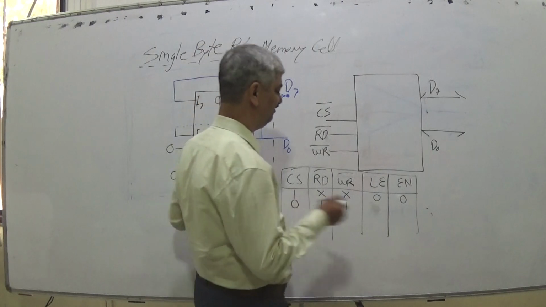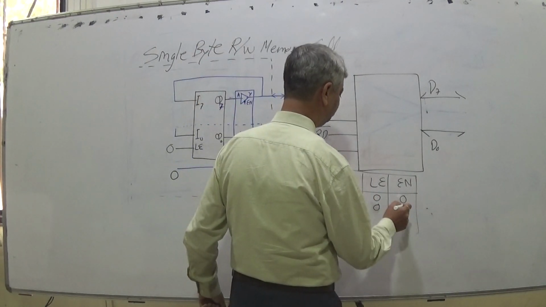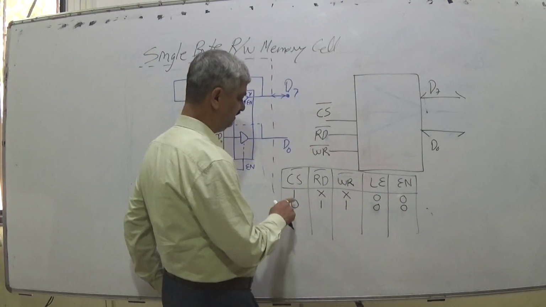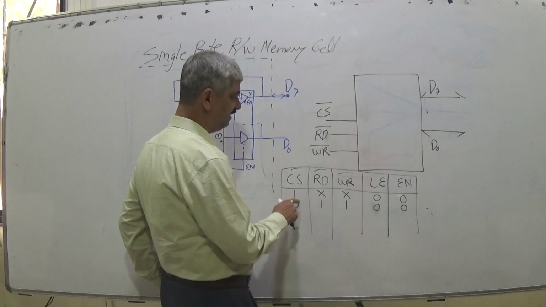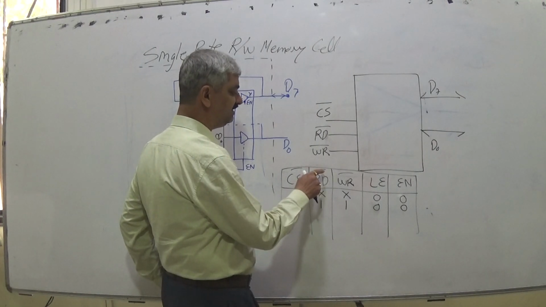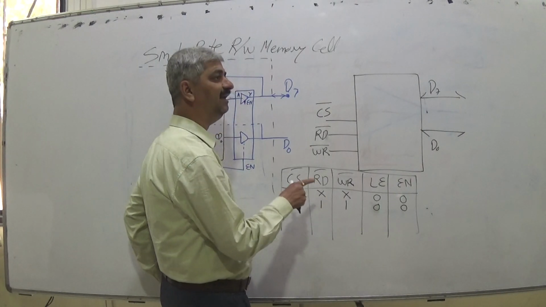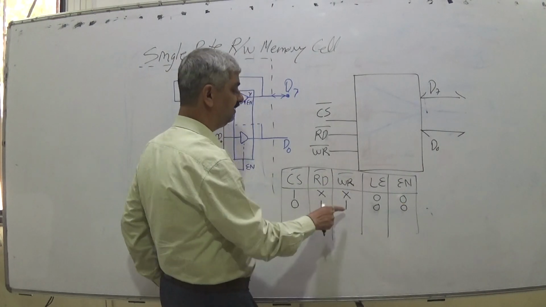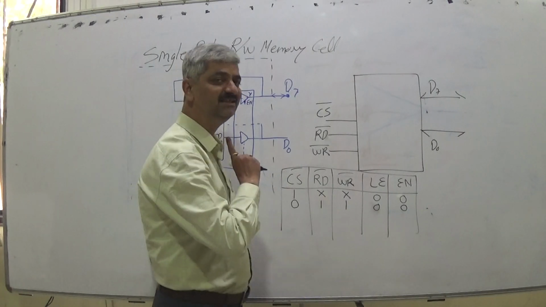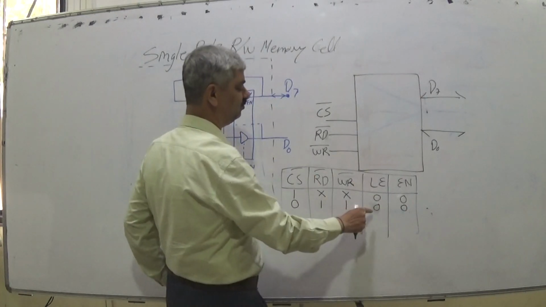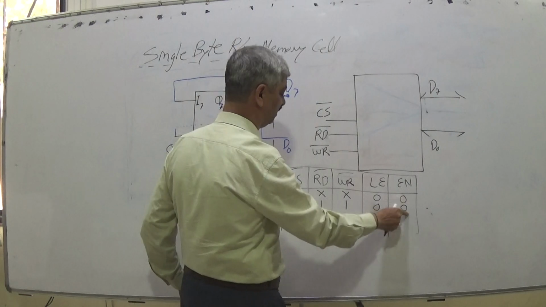So it means chip is selected, read bar is 1. That is, chip is selected not for reading. Write bar is 1. Chip is selected not for writing. So neither writing nor reading.